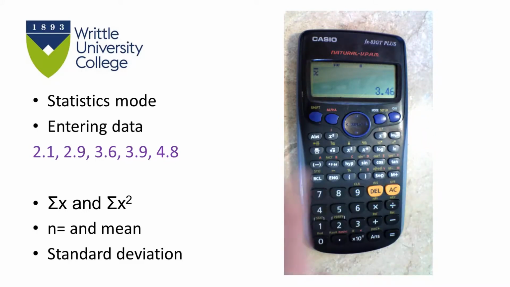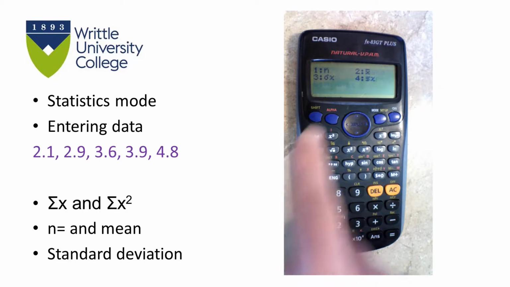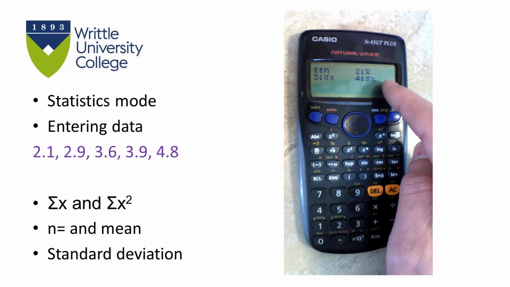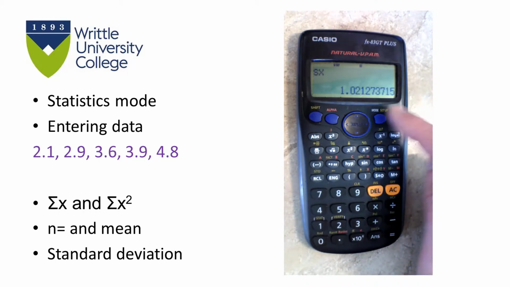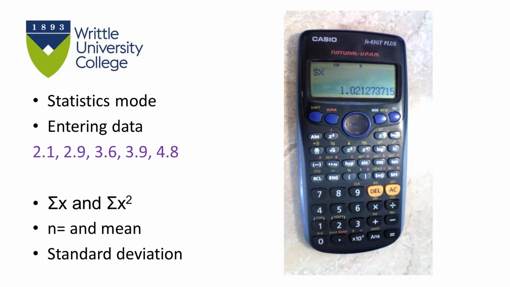Going to press shift 1 to get stat again. For the standard deviation, we press number 4 equals. We've got 1.02, and we wouldn't bother with the rest because 1.02 is perfect. And that's all the statistics that we need.